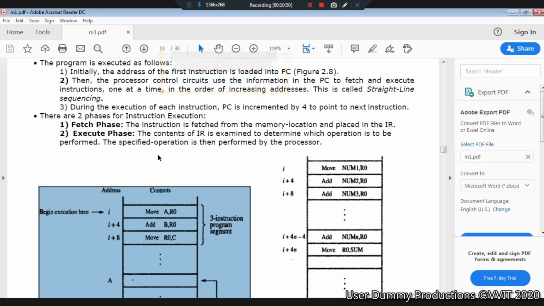That's where the instruction is being fetched from the memory location and placed in the IR. That is very important because in the IR only, what is the IR expansion?